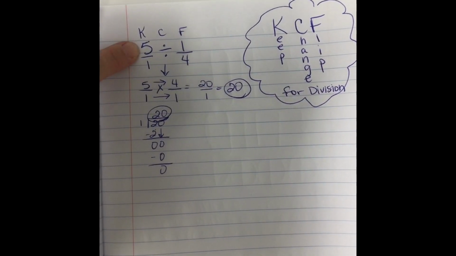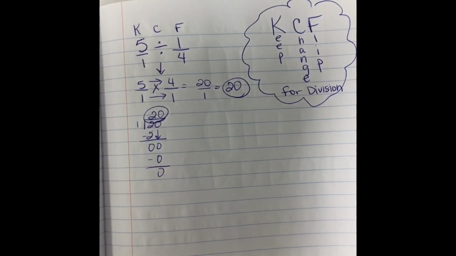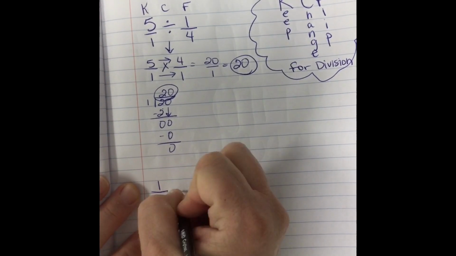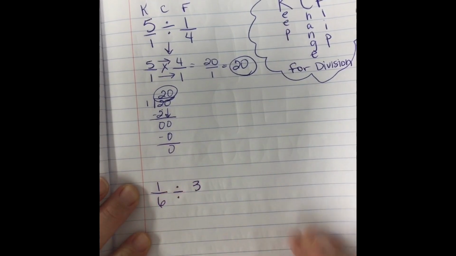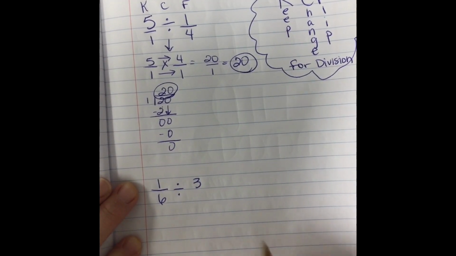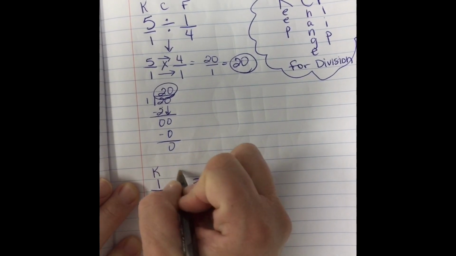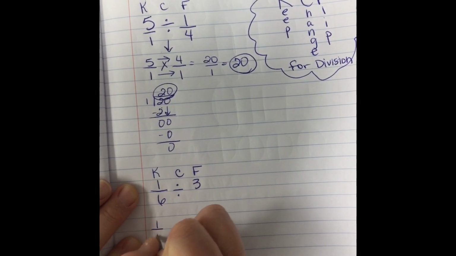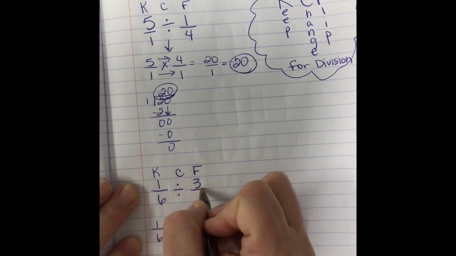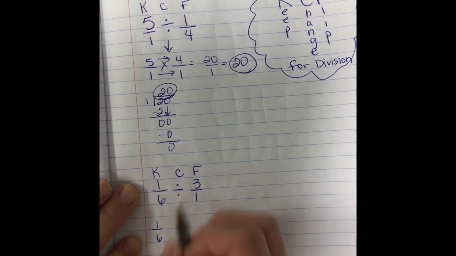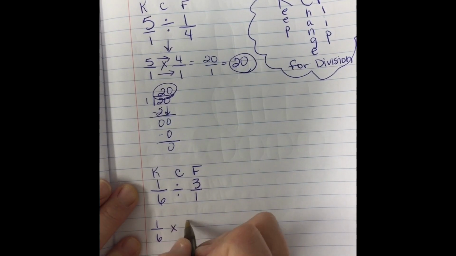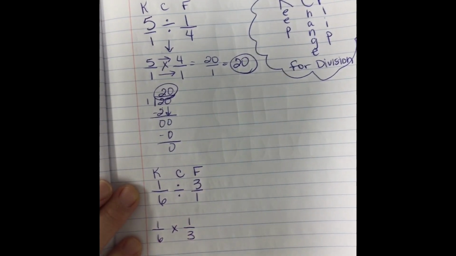So I started with a whole number. I ended with a whole number. Always, if you start with a whole number, you will end with a whole number. Okay? If you start with a fraction, so 1/6 divided by 3, I'm going to keep, change, flip. So 1 over 6 is going to stay the same. Put a 1 under the 3, because that's my whole number. I'm going to change the division sign to multiplication. And 3 over 1 is going to flip to be 1 over 3.